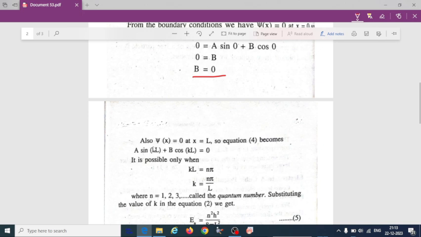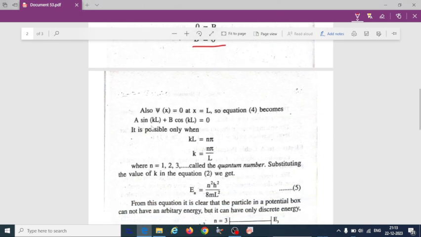Then we have another condition, x equal to L. If we put x equal to L in equation 4, we get a sin kL plus b cos kL equal to 0. Okay. Then it is possible only when the sum of these two is equal to 0. This is possible when kL is equal to n pi.